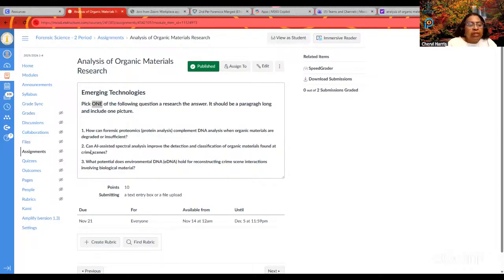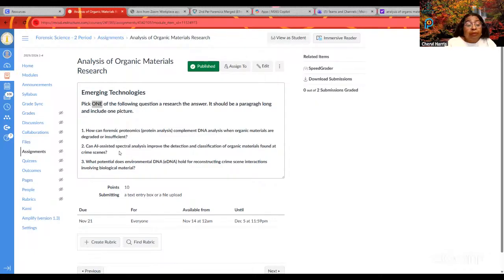All right, second: can AI-assisted spectral analysis improve the detection and classification of organic materials found at a crime scene? They're using AI for everything these days. Some of y'all use AI to answer your questions, because when I see answers to certain questions and everybody has the same answer, I know everybody looked it up.